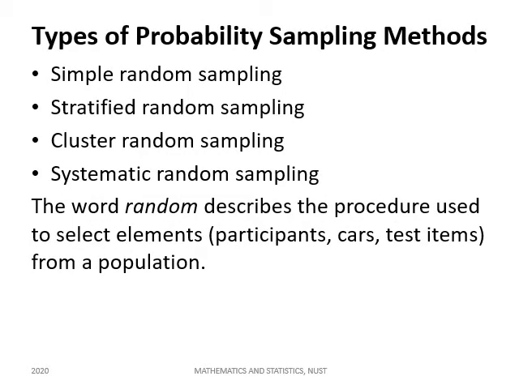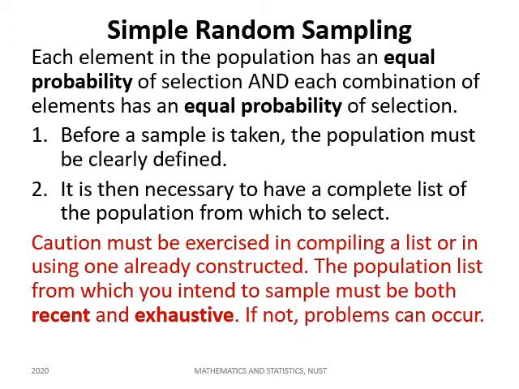Now with probability sampling methods, there are four main types that we look at. We have the simple random sampling, the stratified, the cluster, and the systematic. Now the first one is the simple random sampling method. This one is very simple to do.